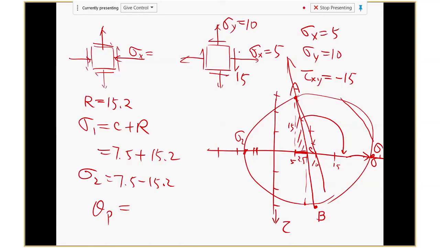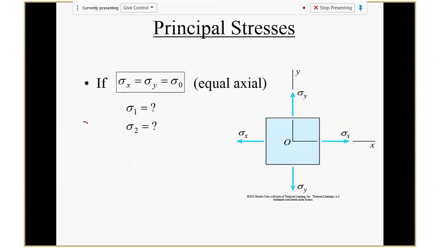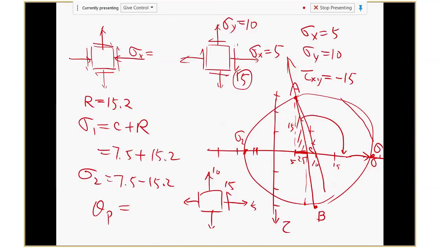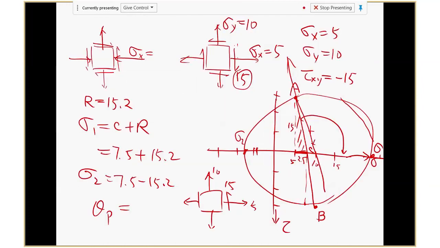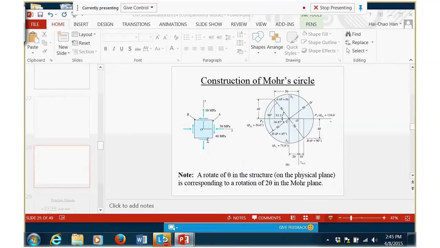Okay, let me ask you a question. What if I change this shear stress to this direction? If I change it to 15 this way, 5 here, this 10 still here, what would change in the Mohr circle? Okay, let's do it. A and B switch? Is that correct? I think no, it's not just an A B switch. Okay, let me add a space. We can do it together.